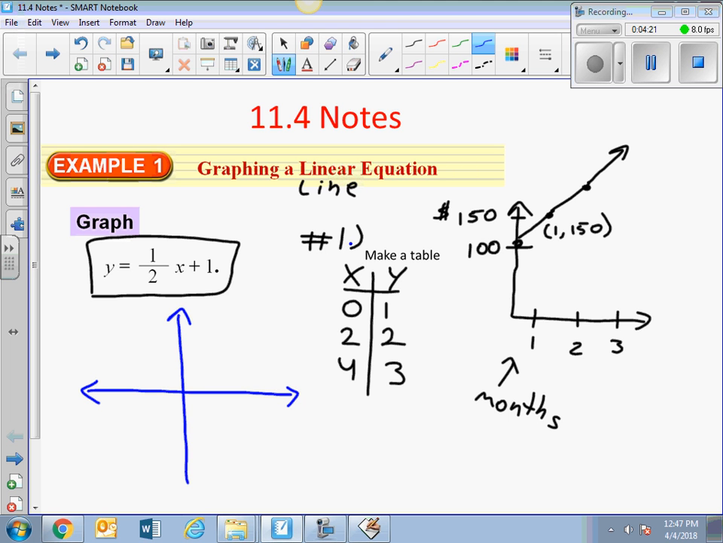So here's your graph. You just have to plug those values. So 0, 1 would be right here. You got 2, 2, and then you got 4, 3. Today I would like you to make 3 points. Once you get those points, then you can draw.